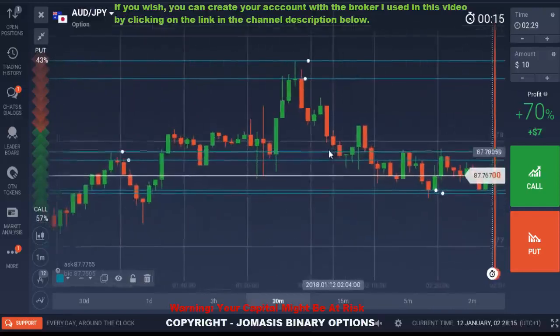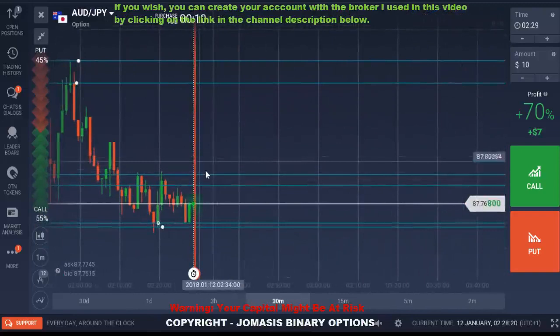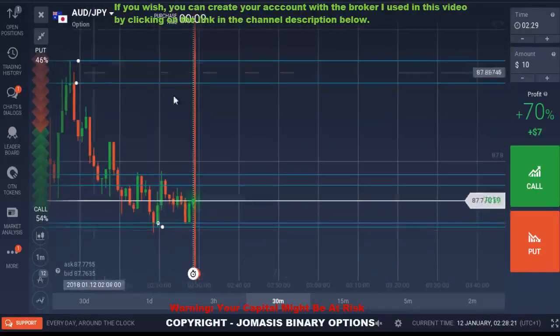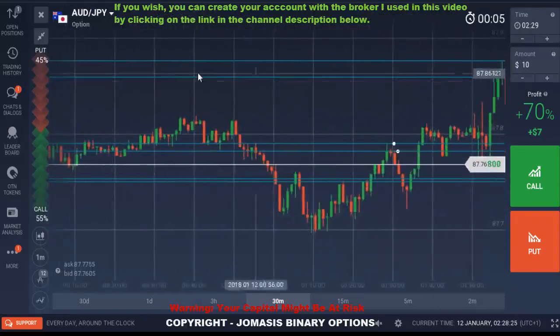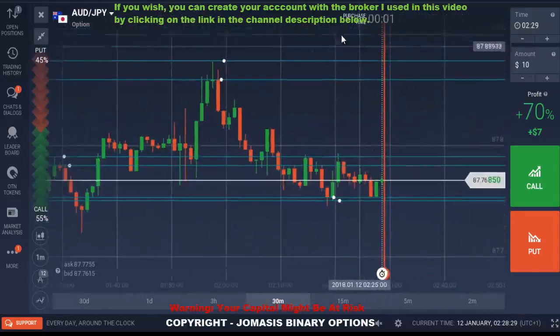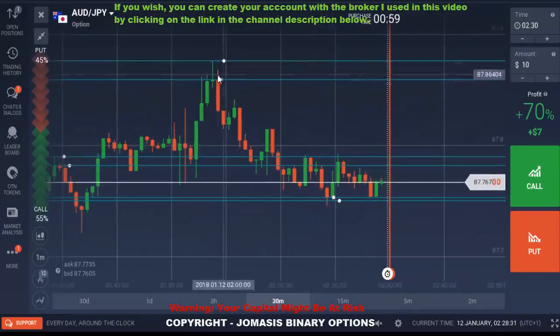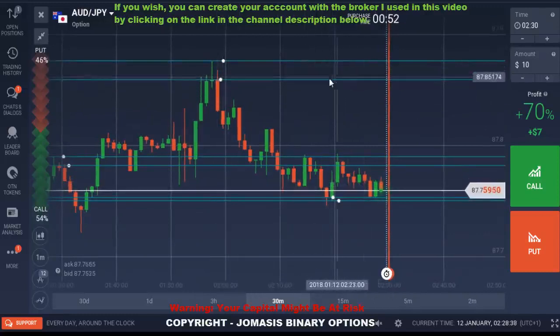I have to stress that when you're drawing your support and resistance, if you draw them wrongly, it is going to make you lose your trade, because you won't be able to know what is happening. You're going to follow these lines here. So it is highly recommended you draw them properly, because that is what you are going to use to place your trade.